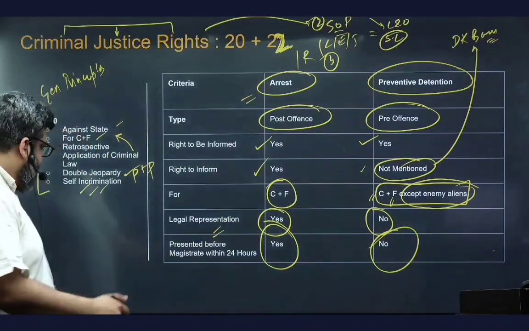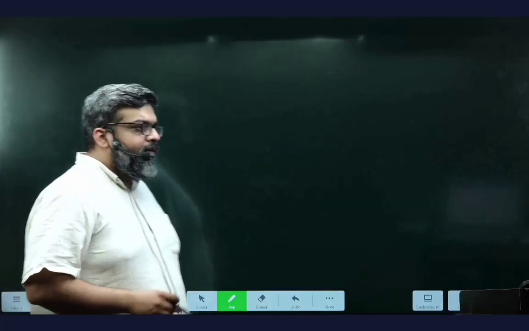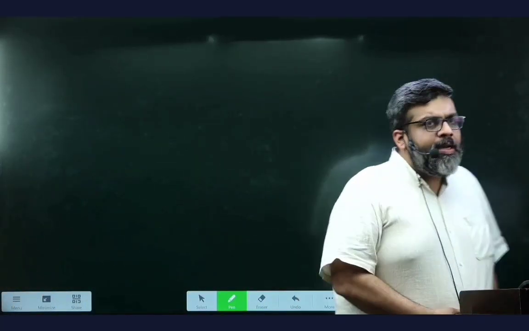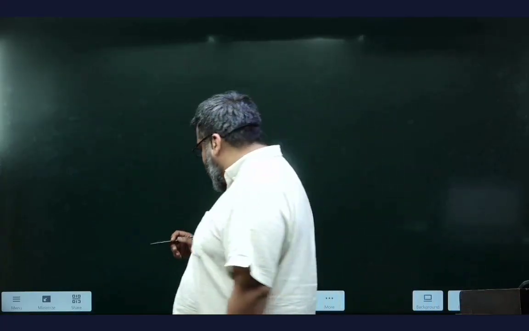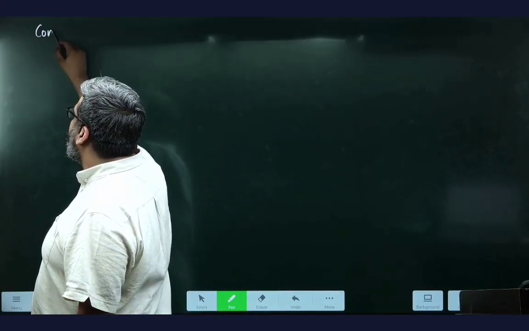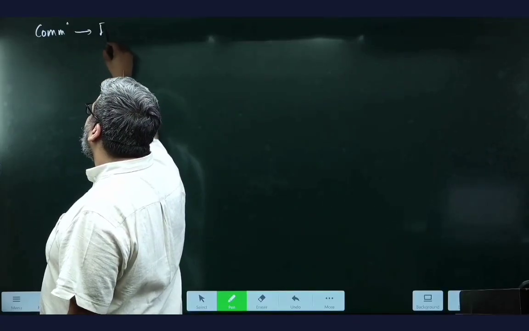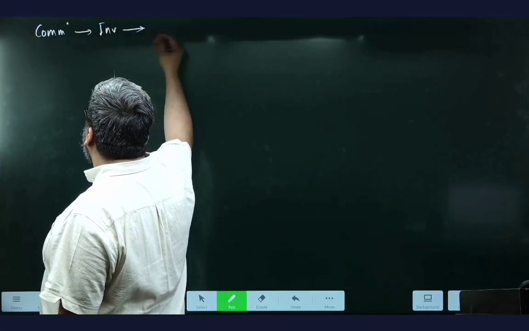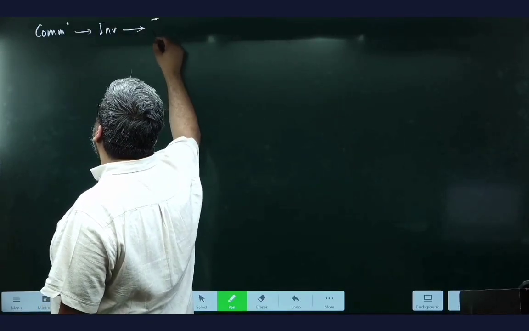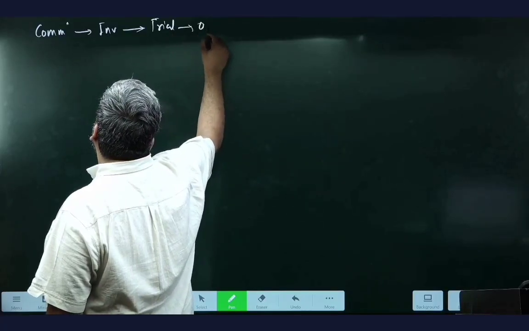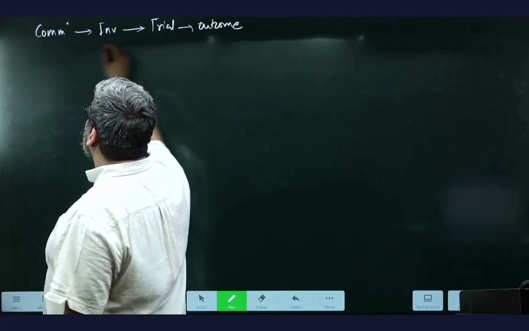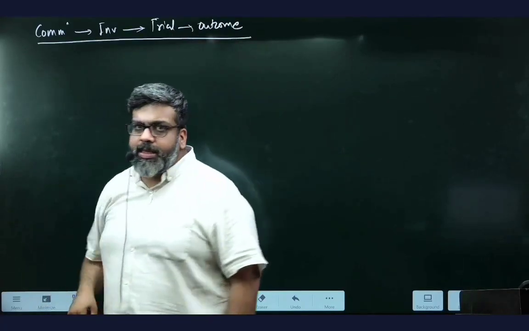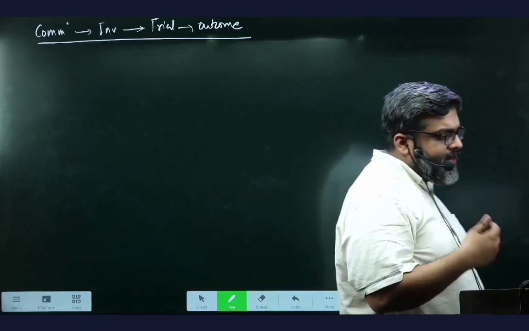But I will still get into some basics of it so that it's easy for you to understand. First things first, when we're getting into criminal justice, there are a few basic things that we've got to know. The basic stages of criminal justice are, first, the crime has been committed. Then the crime has been investigated. Then the crime has been tried. And then, of course, the outcome of the crime. In criminal justice, these are your 4 basic stages.